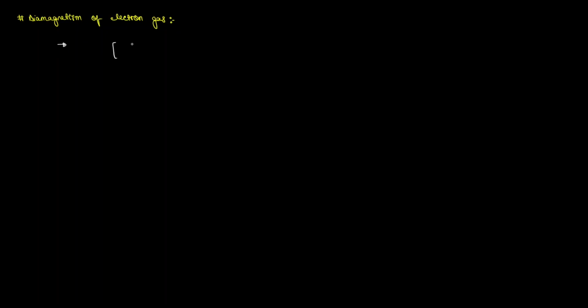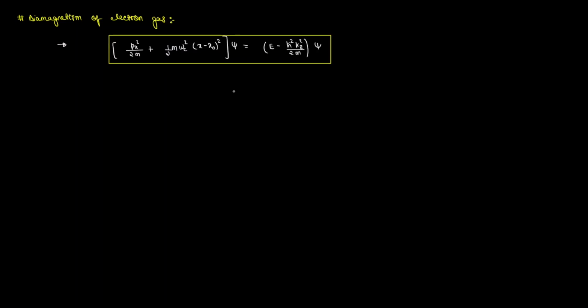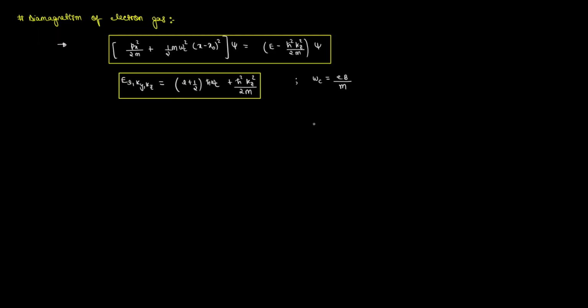In the previous video, we wrote the Schrödinger wave equation for 3D electron gas in the presence of magnetic field, and the wave function there was a product of plane waves in the y and z direction and a displaced harmonic oscillator along the x direction, with energies depending upon three quantum numbers L, Ky, and Kz, where the cyclotron frequency is directly proportional to the magnetic field. Also, we calculated the degeneracy of each Landau level as mL square omega c divided by pi h cut.